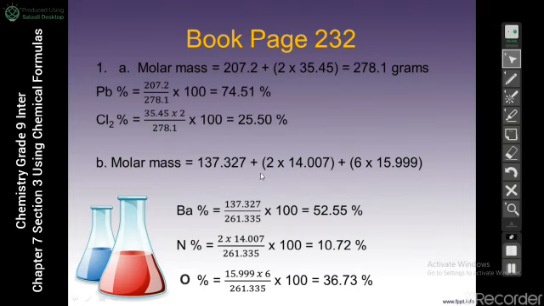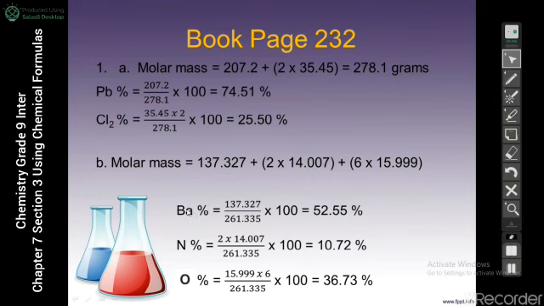Second one, BaNO3. For BaNO3, we are going to calculate the molar mass. We have only 1 mole of atoms of barium, so we are going to multiply it by 1. We have 2 moles of nitrogen, so we are going to multiply it by 2. And we have 6 moles of oxygen, so we are going to multiply it by 6.